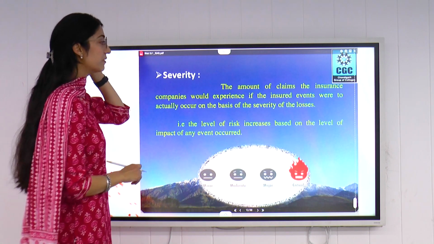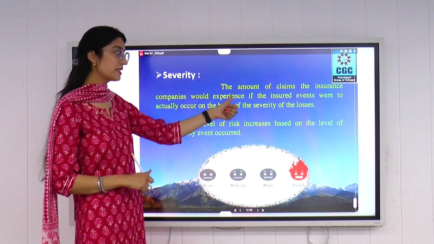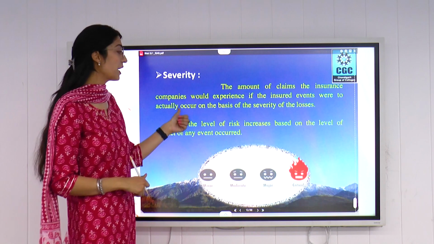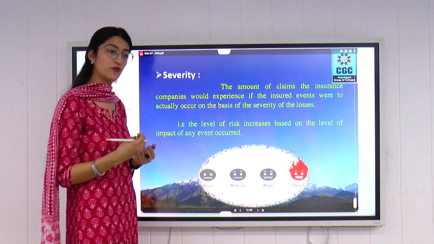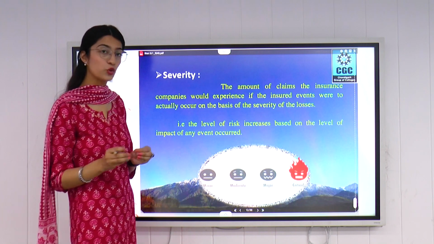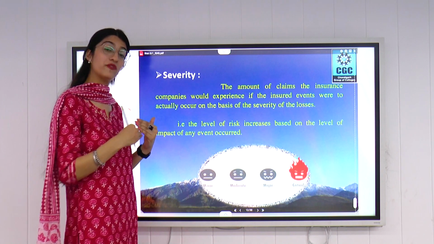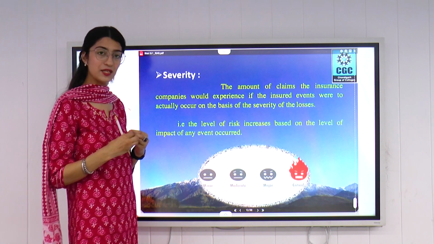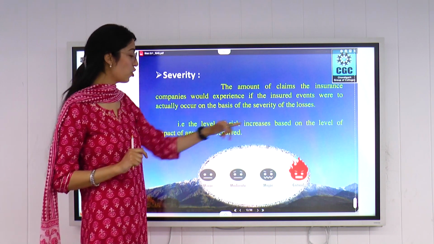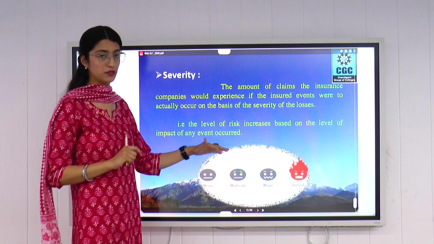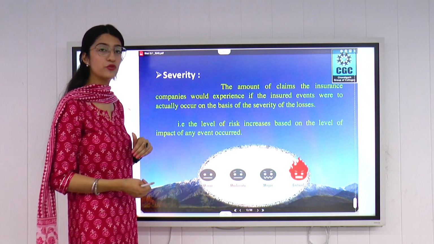Fine. Now the severity we have discussed it already. The amount of the claim the insurance company would experience if the insured event were to actually occur, on the basis of the severity of the losses. Now कितना severe होगा वो loss, जो भी risk arise हो रहा है। अगर वो risk बहुत severe रहते हैं तो premium amount will be high. If उनकी severity lesser होती है तो premium amount will be lesser. Now the level of risk increases based on the level of impact of the event. कितना impact रहेगा event पे, उसके basis पे आपका premium amount decide होगा.